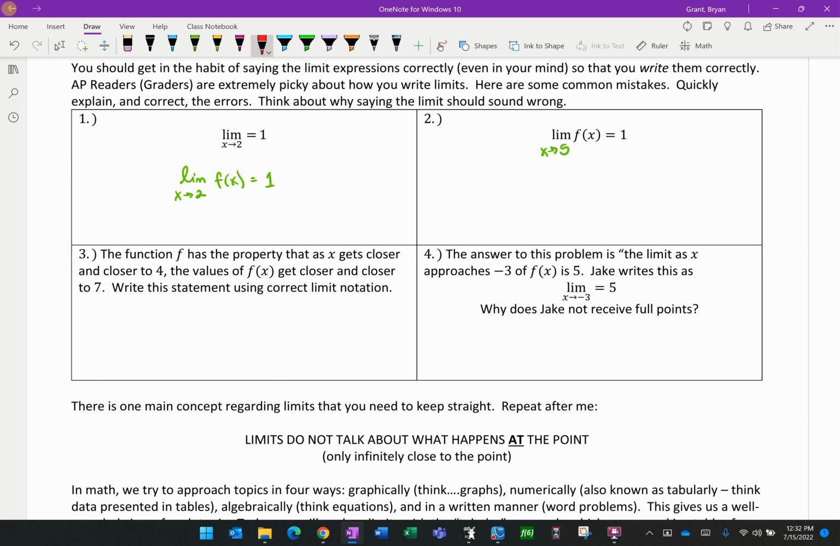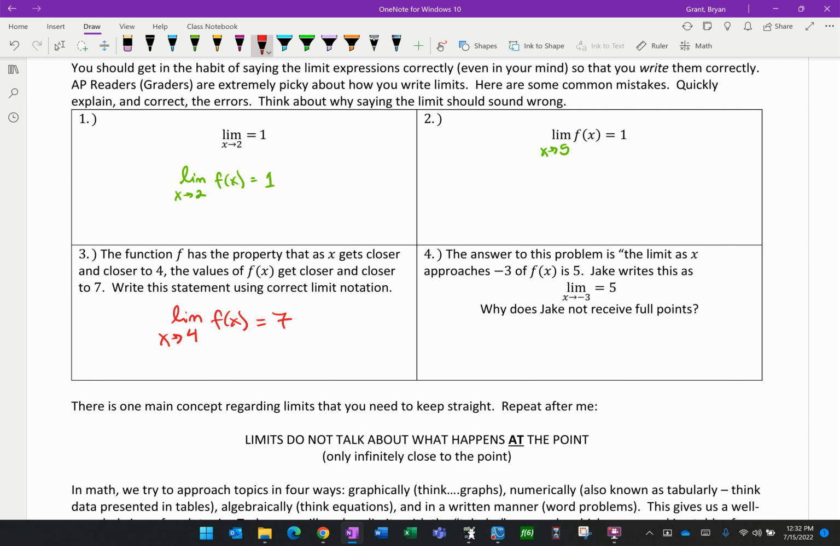Well, the easy part with the limit notation is the LIM piece. And then the x's have to approach something. And while they tell us the x's get closer and closer to 4, for what function? F of x. And they're telling us that as the x's get closer to 4, the y's get closer to 7.